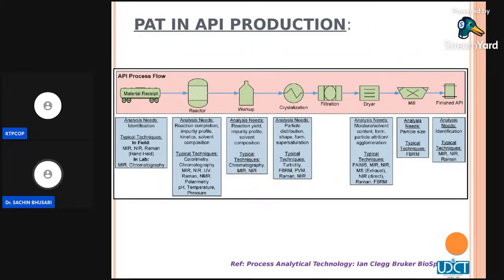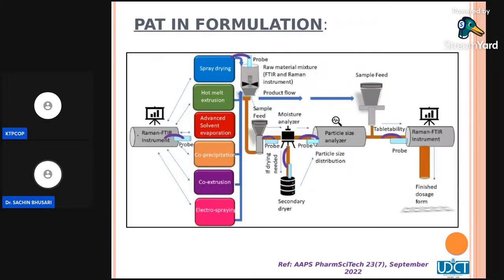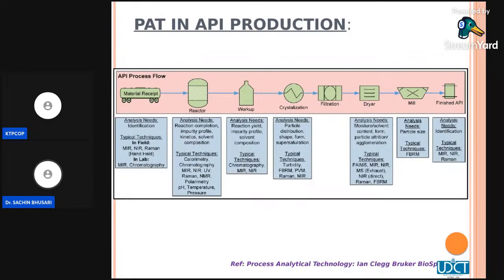Now let us see the PAT in API production. So this is Ian Clegg. This is a request to you people, just try to go through the process analytical technology chapter given by Ian Clegg. It's a classical way of explaining PAT. So if you talk about the PAT in API production, this is the classical framework.